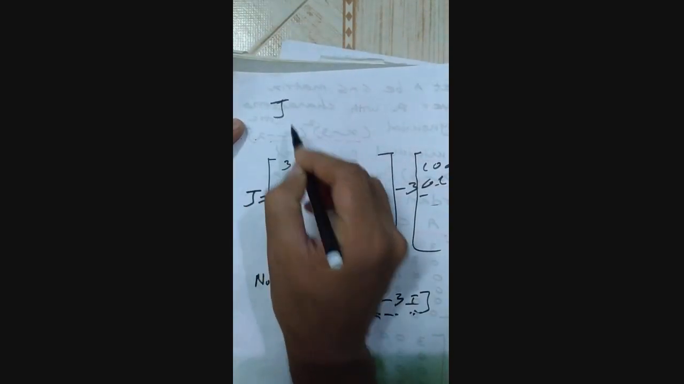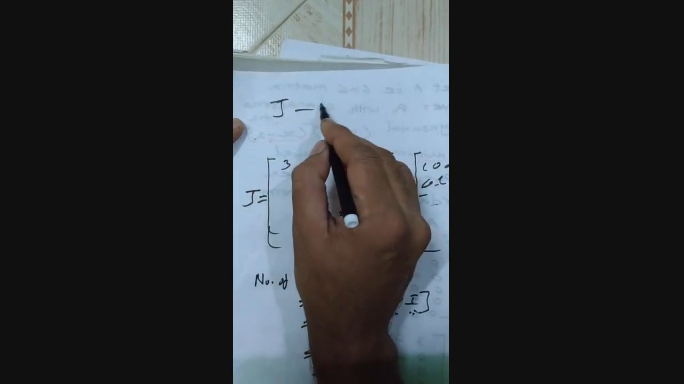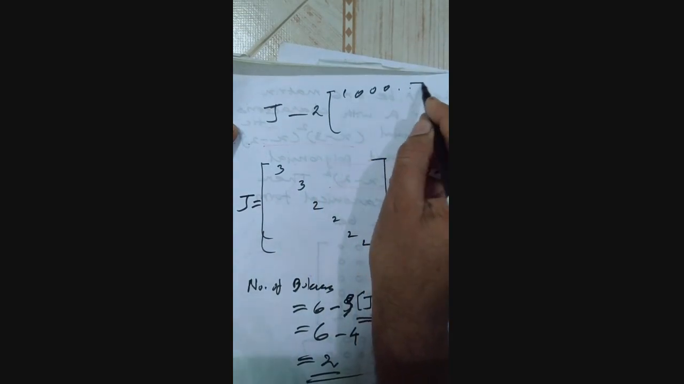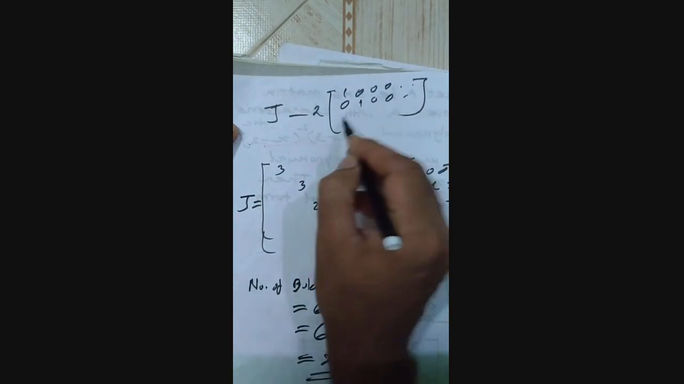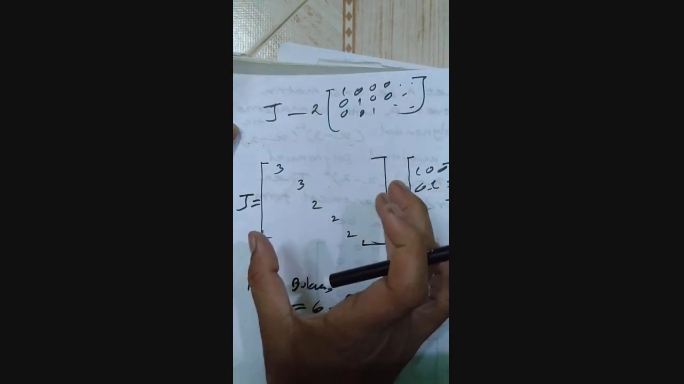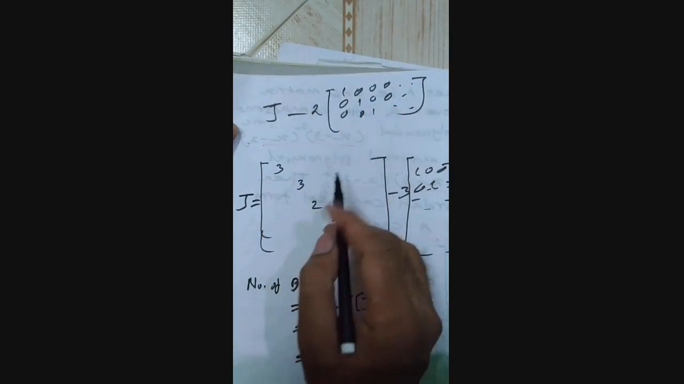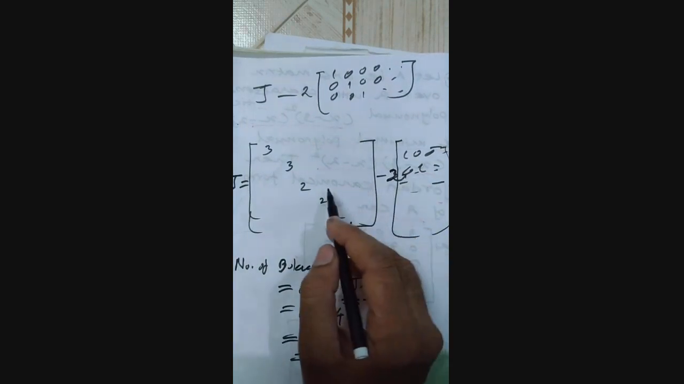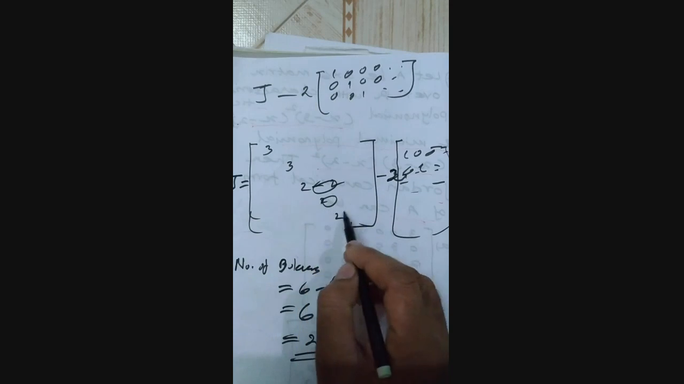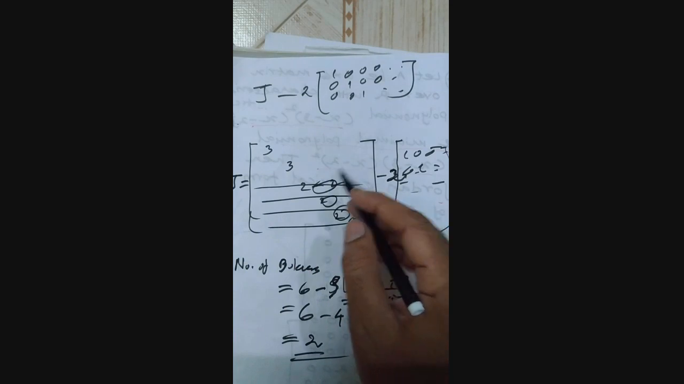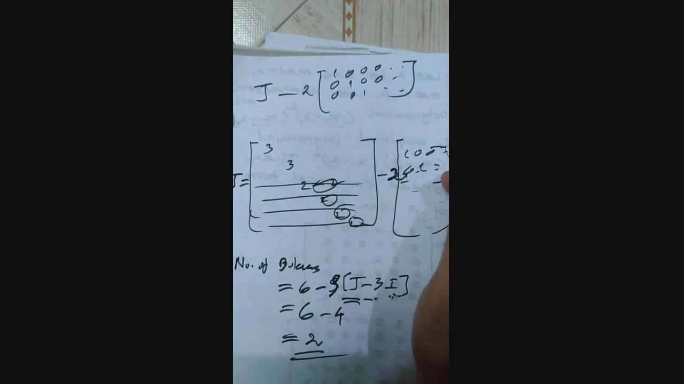In the same Jordan block, you have to take J minus 2 into the unit matrix, the corresponding 6 by 6 unit matrix. So from this Jordan block, minus 2 into the unit matrix. So instead of 3, I take now 2. So this diagonal becomes 0, here 0, 0, 0. So 4 zero rows. So remaining only 2 non-zero rows.